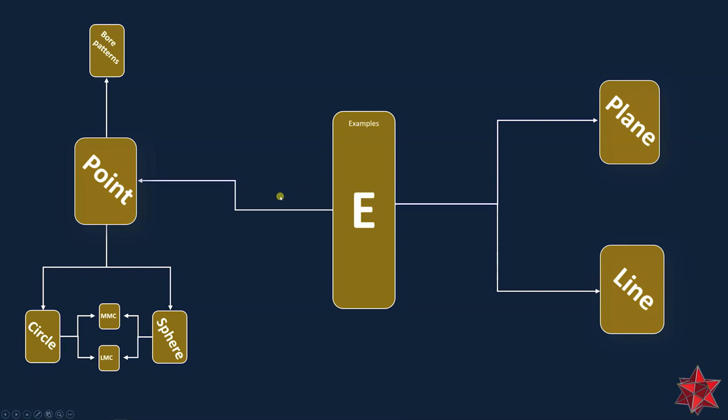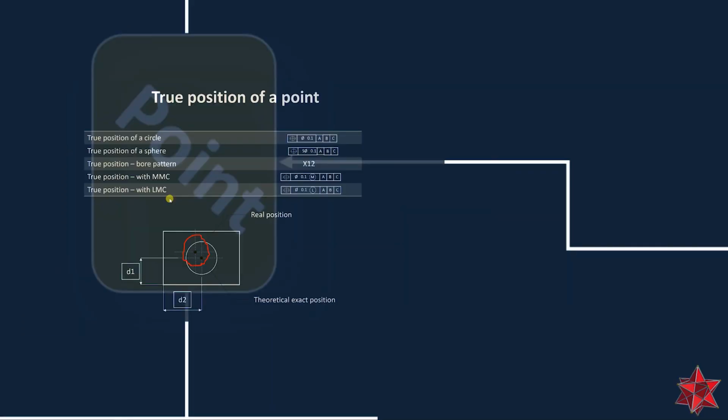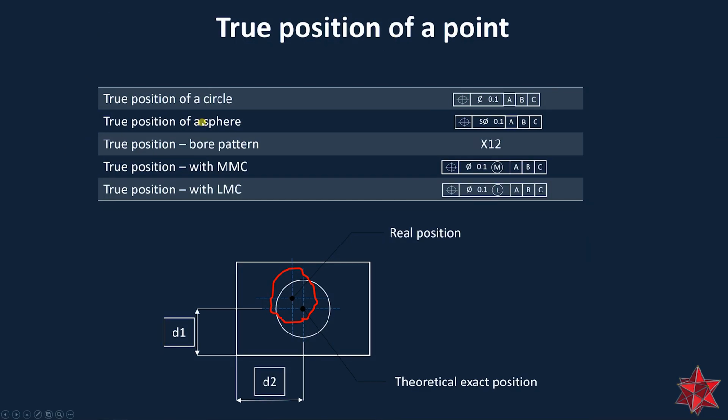First, let's check out the evaluation of the point in the true position, because we do have a lot of geometries related to the point. As we can see here, we have the bore patterns, the circles with the maximum material condition, the least material condition, and the spheres. So we can find on the drawing true position related to points like this. True position of a circle will be represented like this. True position of a sphere will be represented like this, but you already saw that in the examples before.